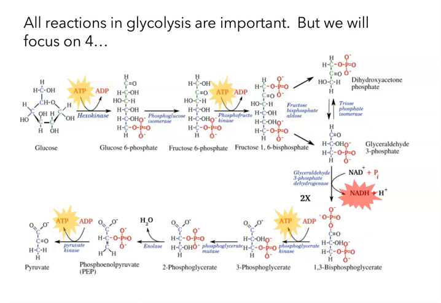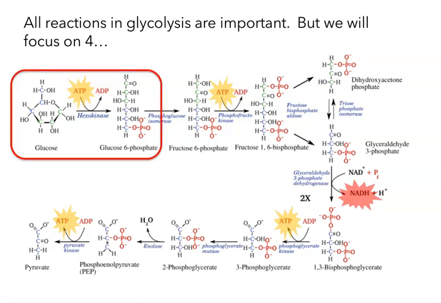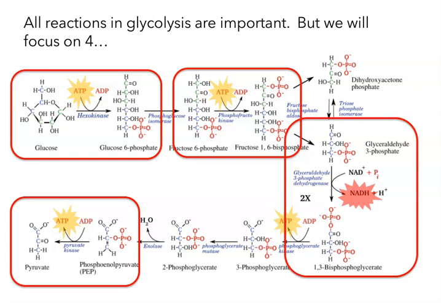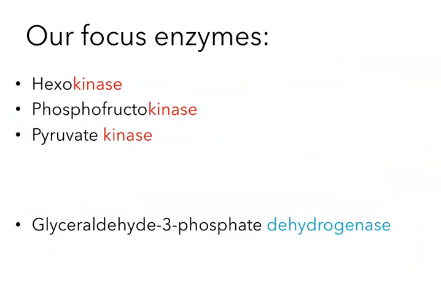Now, all of the reactions in glycolysis are important, but in this video, we're going to focus on the four that get regulated quite a bit. These reactions will be the one that catalyzes step 1, that's carried out by hexokinase, step 3, that's carried out by phosphofructokinase, the last step, step 10, that's catalyzed by the enzyme pyruvate kinase, and then this step here, which is catalyzed by glyceraldehyde 3-phosphate dehydrogenase. So these are our focus enzymes: hexokinase, phosphofructokinase, pyruvate kinase, and glyceraldehyde 3-phosphate dehydrogenase.